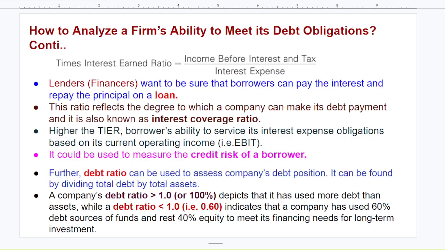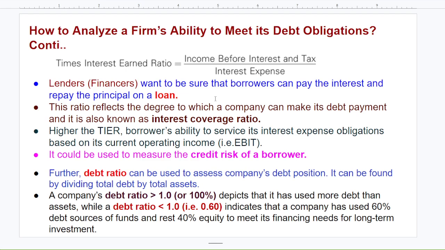Second is the times interest earned ratio, which is simply the ratio of operating profit to interest expenses. The higher the times interest earned ratio, the better for the lender, because it shows the borrower's ability to meet interest and repay the principal on time. This is also known as the interest coverage ratio. It can also be used as a measure of the borrower's credit risk. If your interest coverage ratio is lower, that means the borrower's credit risk is high.